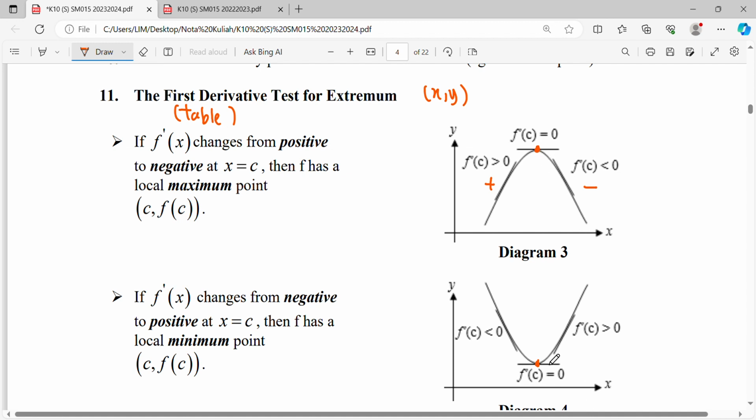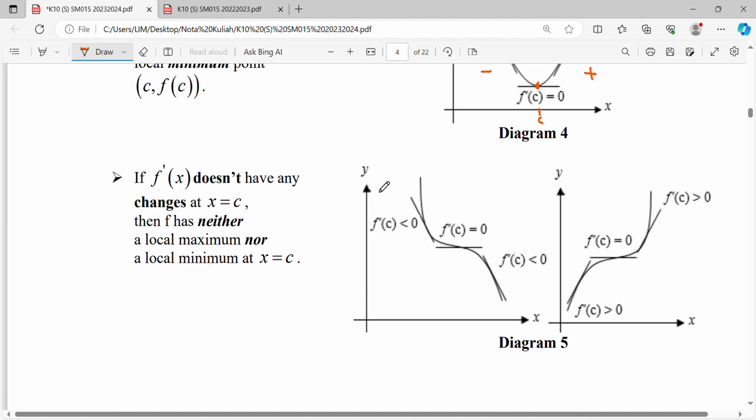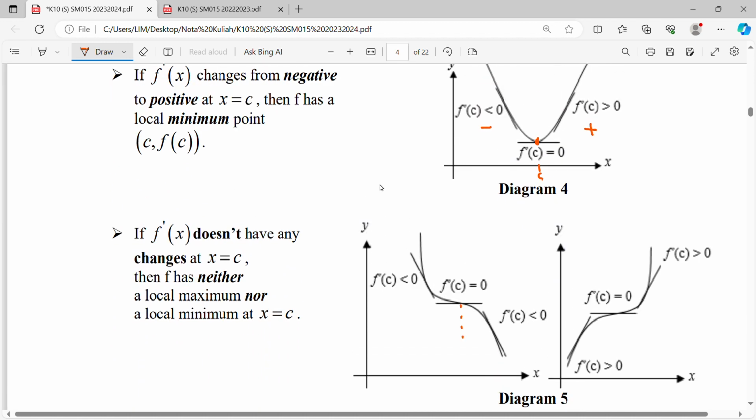In the other case, if the gradient of the tangent changes from negative to positive, it means our critical point is a minimum point. And sometimes we notice that before the critical point, the gradient of the tangent, our first derivative, is negative, and after the point, also negative. So this point may be an inflection point.